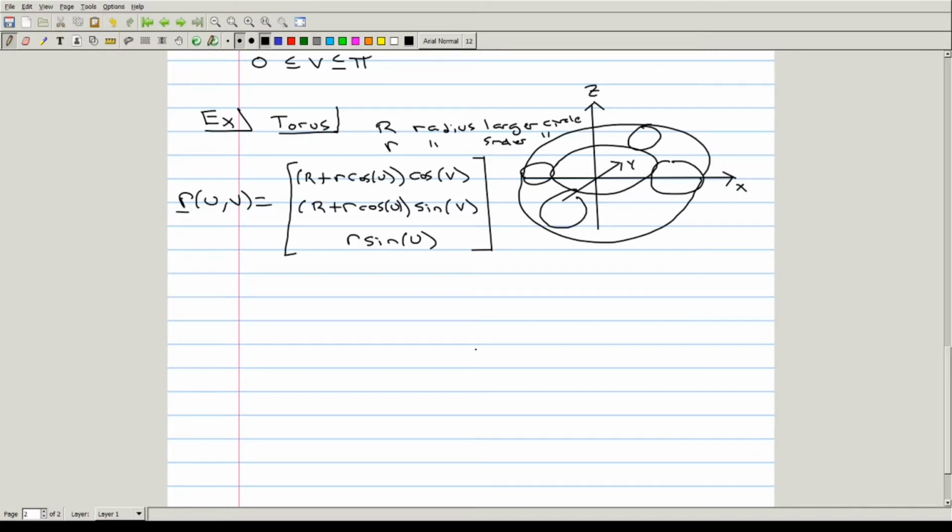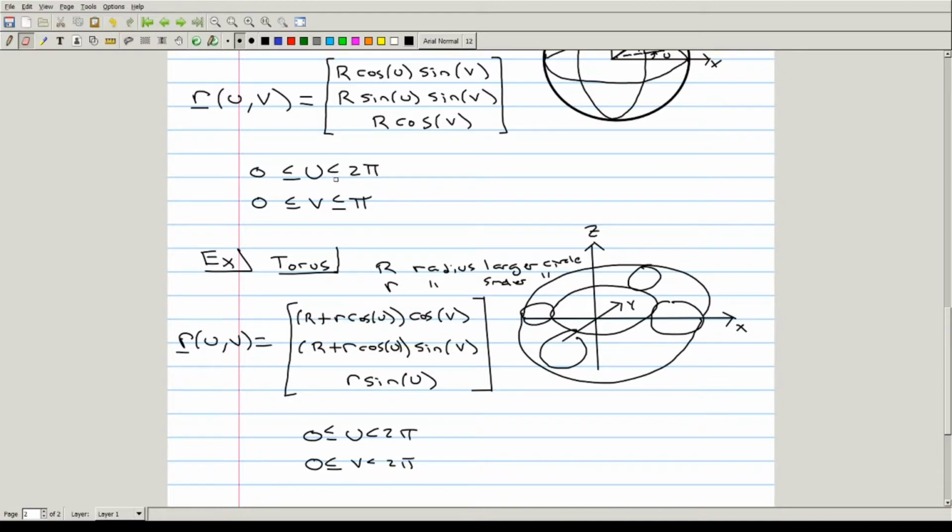It's also important to point out that our range of parameters in our parameter space, u here is from 0 to 2 pi, and v here is from 0 to 2 pi, not including 2 pi. Same thing up here. I put less than or equal to, but this should be just less than. Otherwise we get a double mapping.